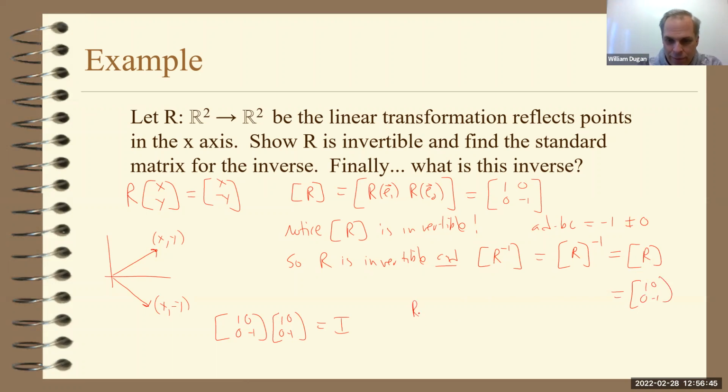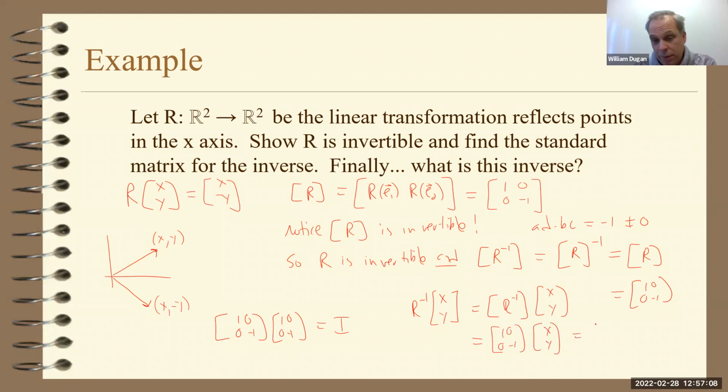So the inverse that undoes this reflection, if you apply it to the vector x, y, can be found by taking the standard matrix for that inverse times x, y. But we know that standard matrix winds up being the exact same matrix. And then by just doing the matrix multiplication, you get x comma negative y. And that then gives you the inverse transformation.